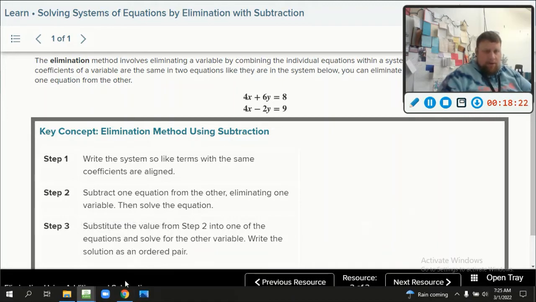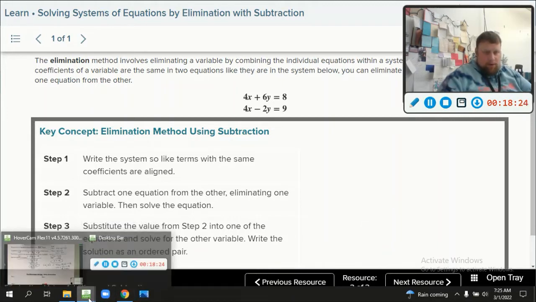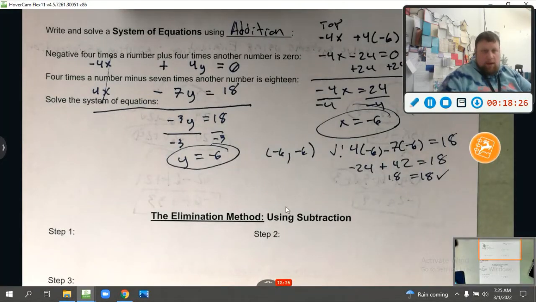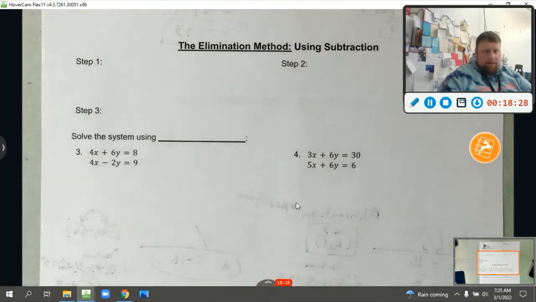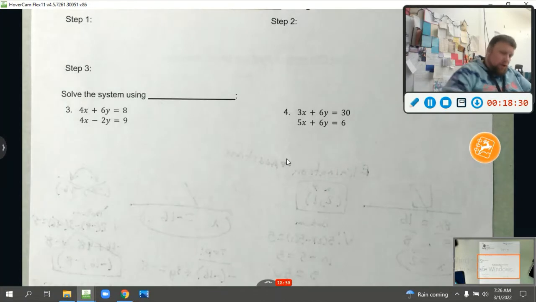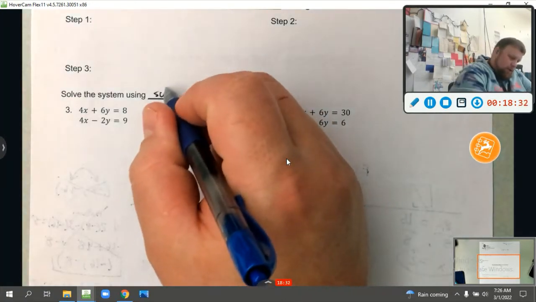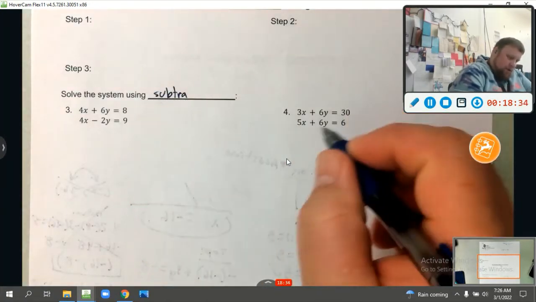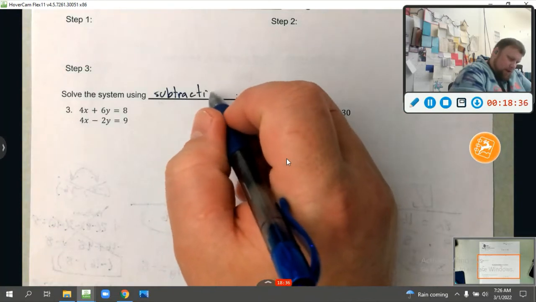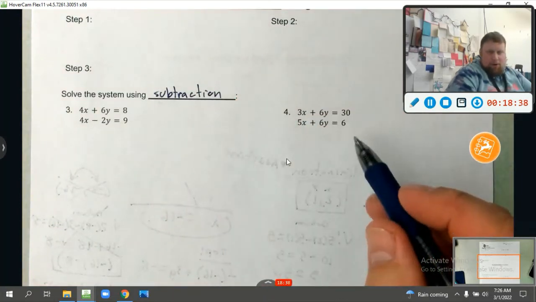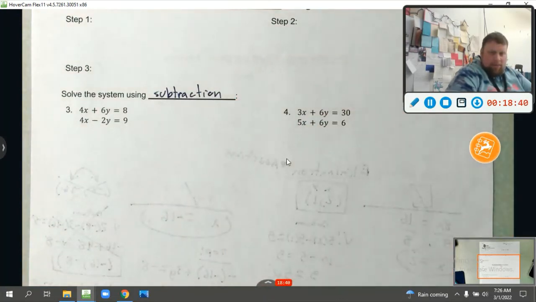I'm going back to the actual work. Now, hopefully you've got that filled out. We're going to solve the system using subtraction. I'm actually going to do number 4 first, and you'll see why. I want you to see it work really well. This one, let's just say it has fractional answers. And they're nice, they work out, but it can look confusing.